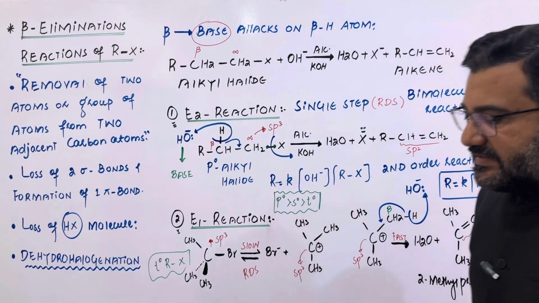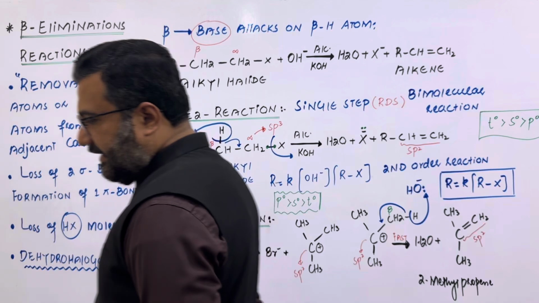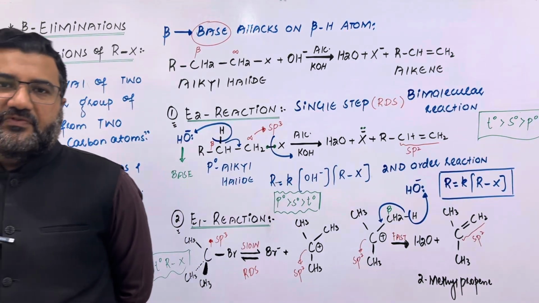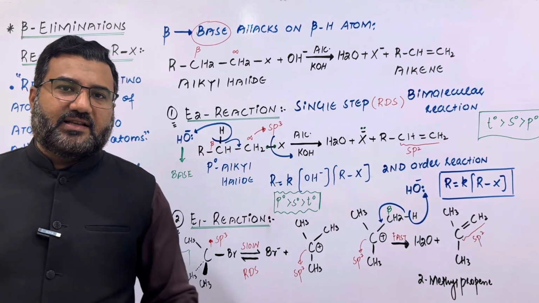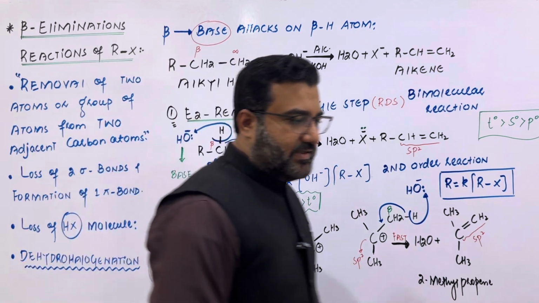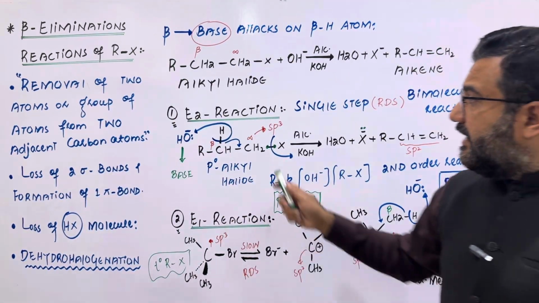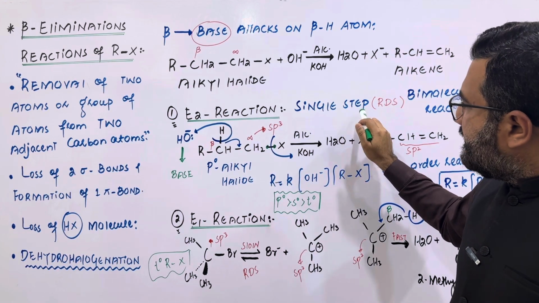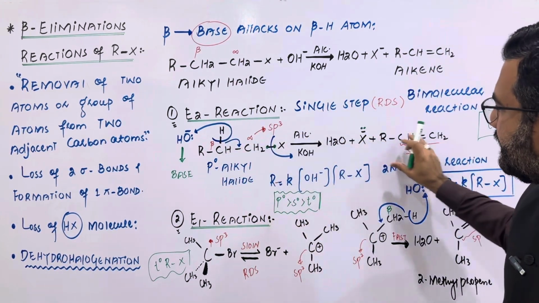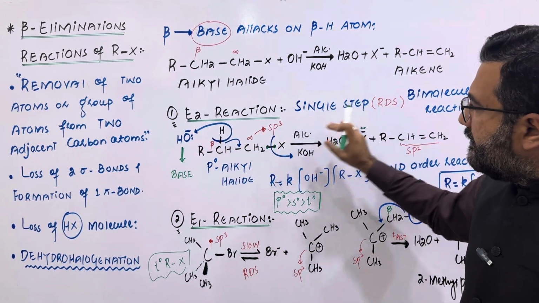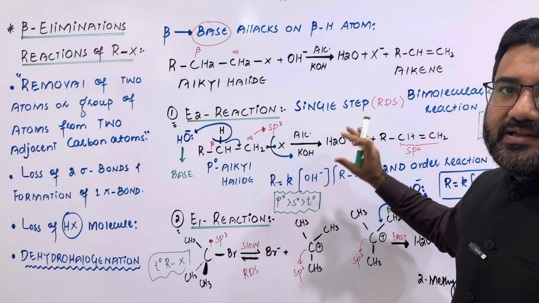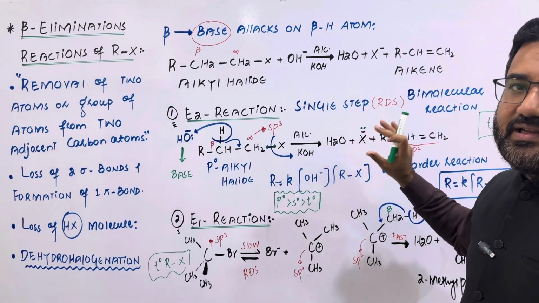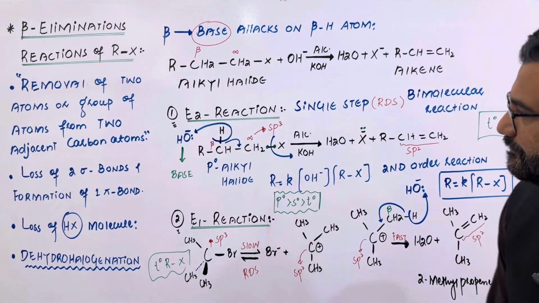Now, just like the SN reactions, the elimination reactions are also of two types. One are the E2 reactions and the other are the E1 reactions. So let us discuss them one by one. E2 reactions are those reactions which are single step reactions, and as the E2 reaction is a single step reaction, that single step will be the slowest step, and that will be the rate determining step.